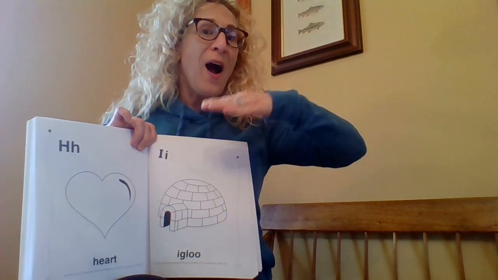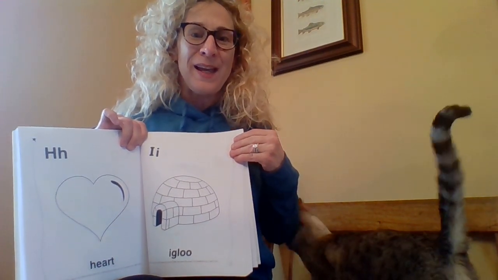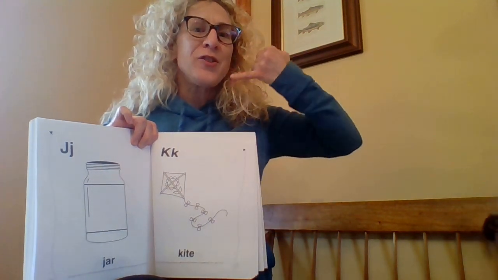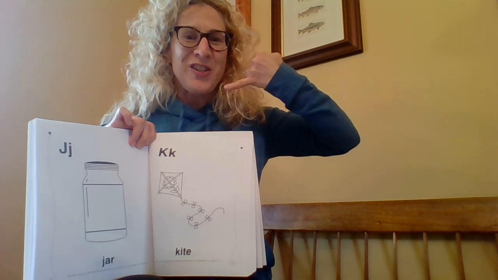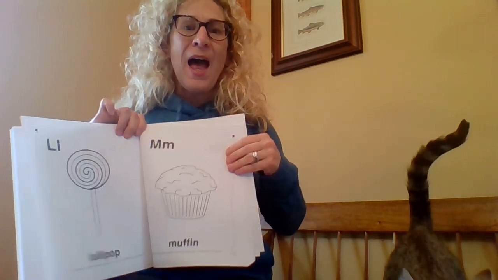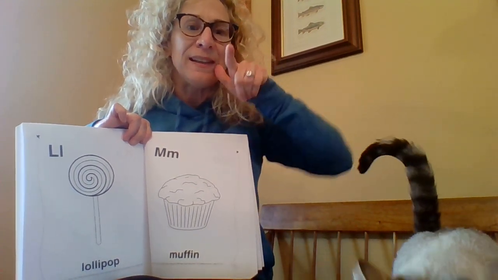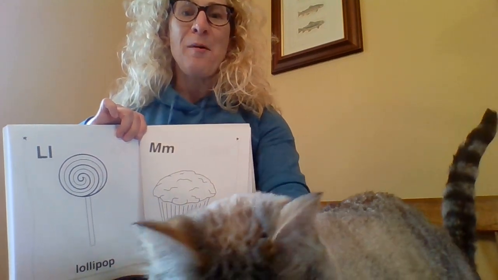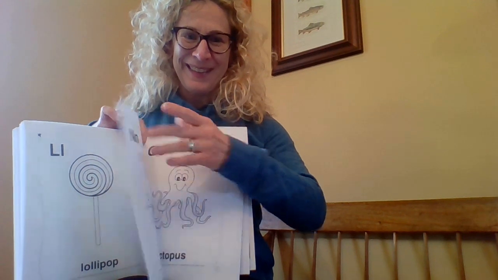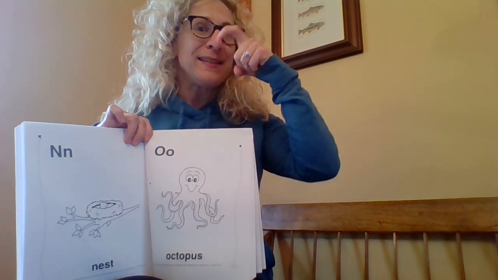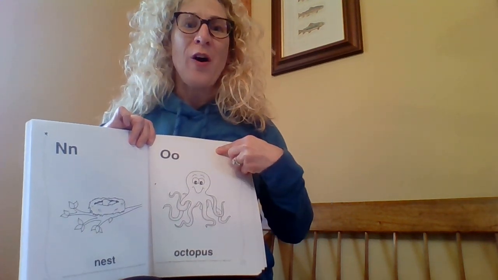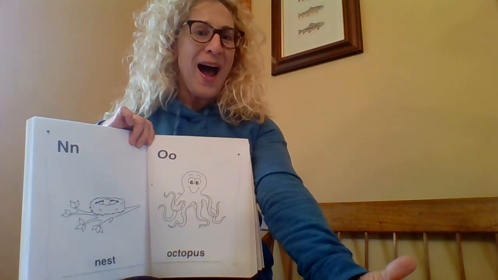H for heart, I for igloo, I. J for jar, j, j, j. K for kite, L for lollipop, ooh, ooh, ooh. M for muffin, N for nest, O for octopus, ah.